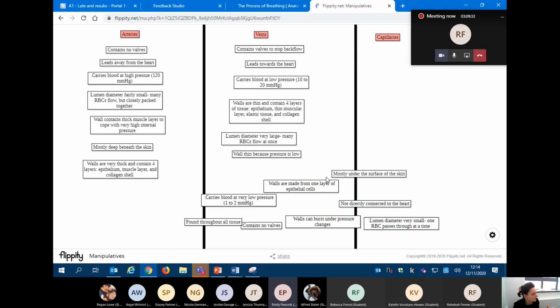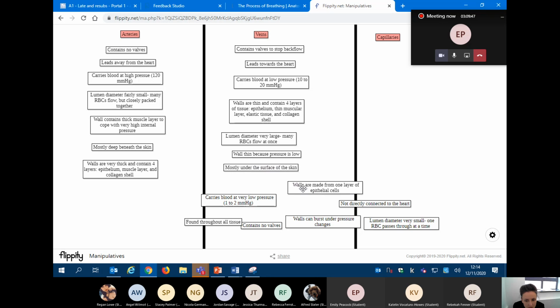No? Is it found throughout all tissue? Or would that be capillary? No, you see, that would be better suited for capillaries. But there is one more statement. Can you see right here? Mostly under the surface of the skin. That actually represents the statement for the veins.